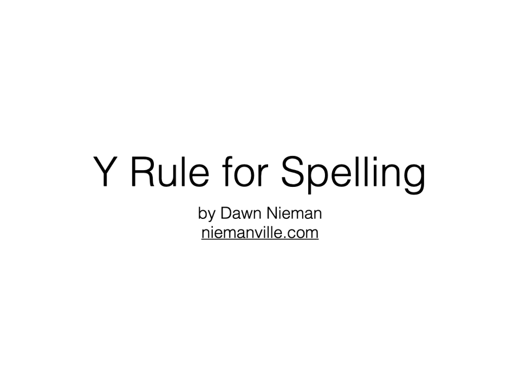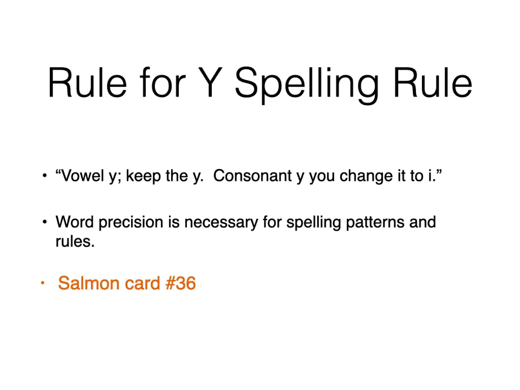The Y rule for spelling is the third and final spelling rule of those three great spelling rules in English. The reason that it's one of the great spelling rules is because it will literally help you read and spell thousands of words. This rule is definitely the most sophisticated and needs word precision again. The rule is vowel Y, keep the Y, consonant Y, you change it to I. Remember, you can never drop it.